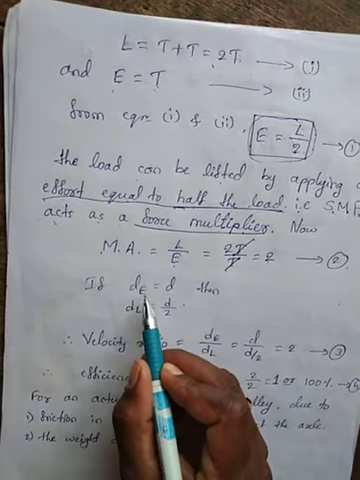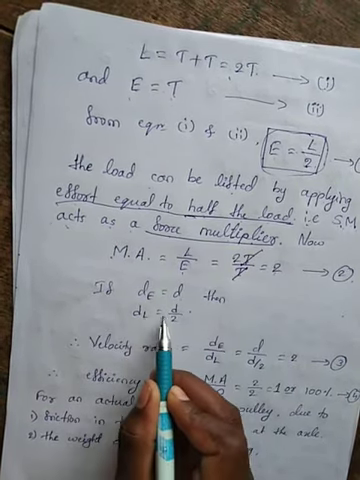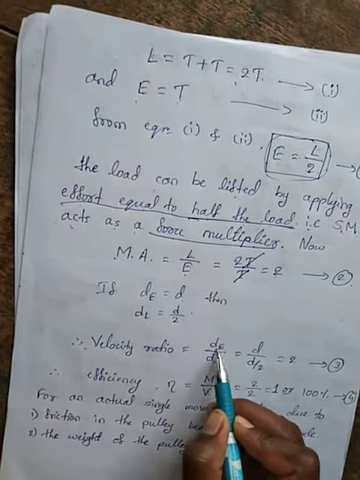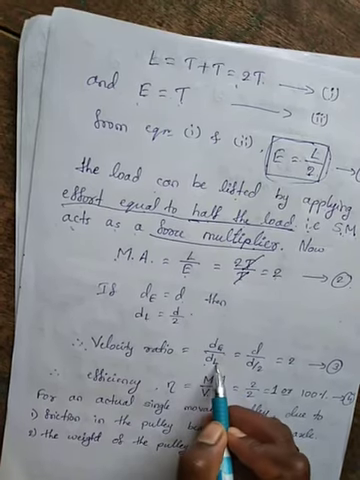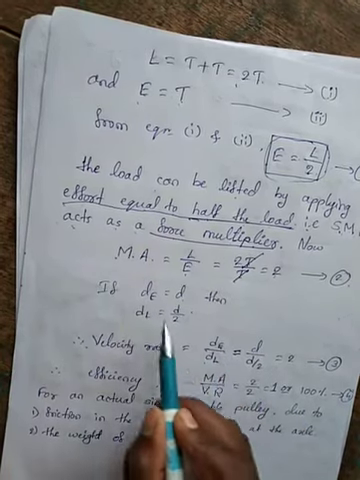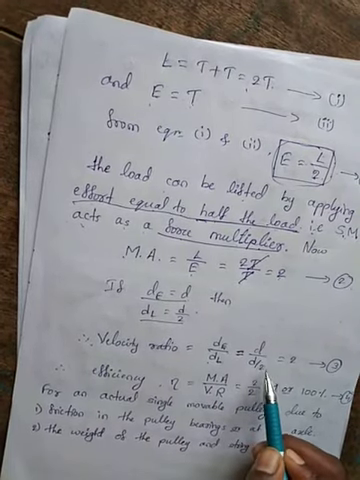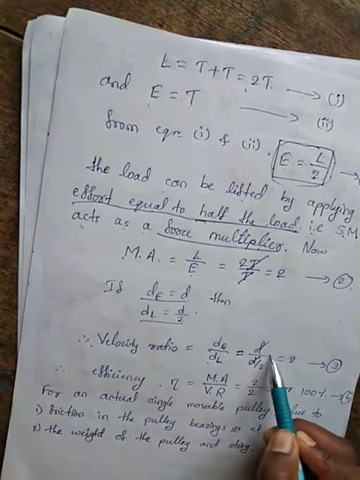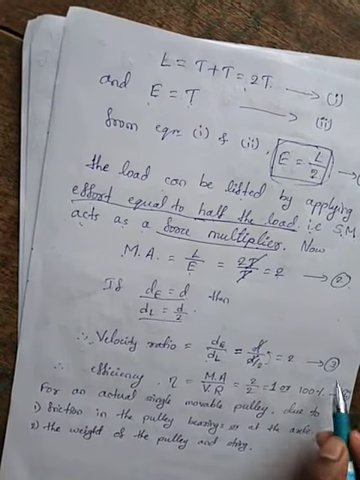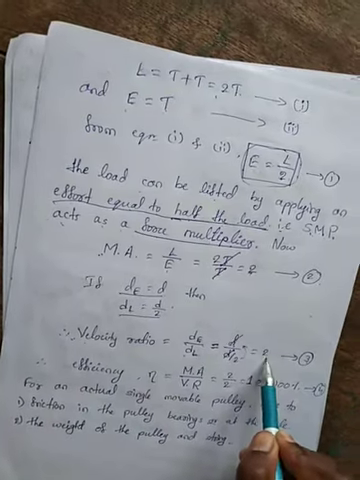If the distance of effort dE is equal to d, then the distance of the load dL is equal to d by 2, half of the distance. Then velocity ratio is the distance moved by the effort divided by the distance moved by the load. This dE by dL is equal to d divided by d by 2. Here d will get cancelled, this 2 will go to the denominator, then velocity ratio is equal to 2. That is equation number 3. See, our mechanical advantage is also 2. Velocity ratio is also 2.